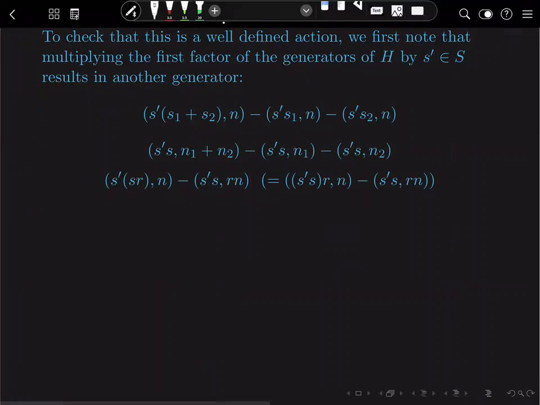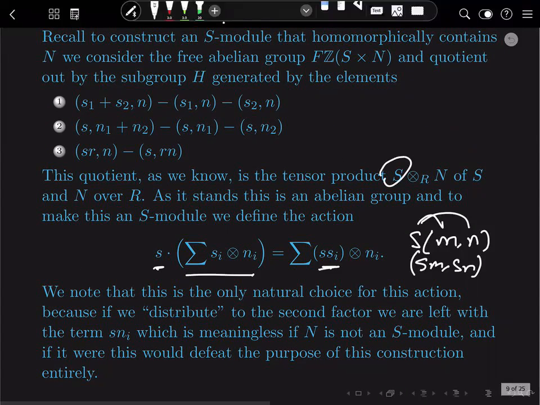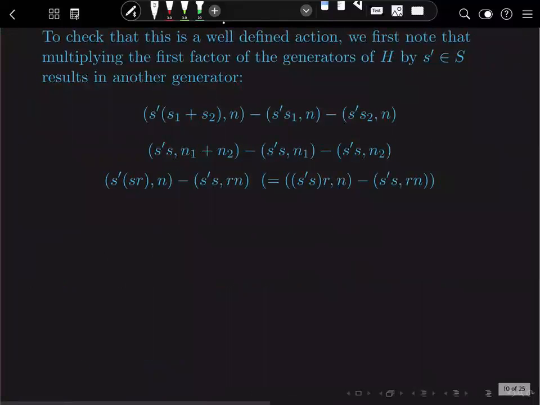And what we need to do is check that this action is well defined, right? Because if we recall, we're acting on cosets. So some of these simple tensors, if we recall, these represent cosets, s_i, n_i, plus H, right? And cosets can have multiple representatives. And in general, simple tensors have multiple representatives. There's many different representatives for a simple tensor. So what we want to do is check that this action is well defined. And the first thing that we'll note is that multiplying the first factor of the generators of H by any S results in another generator.